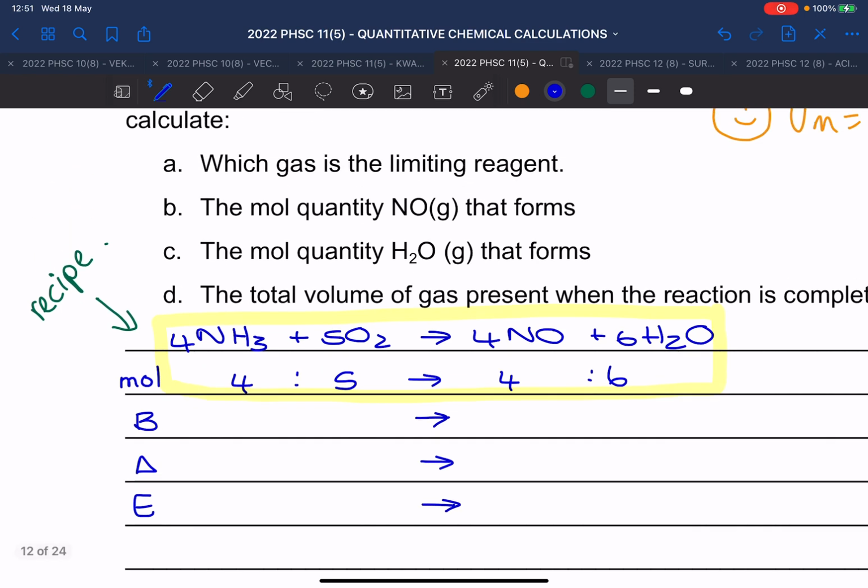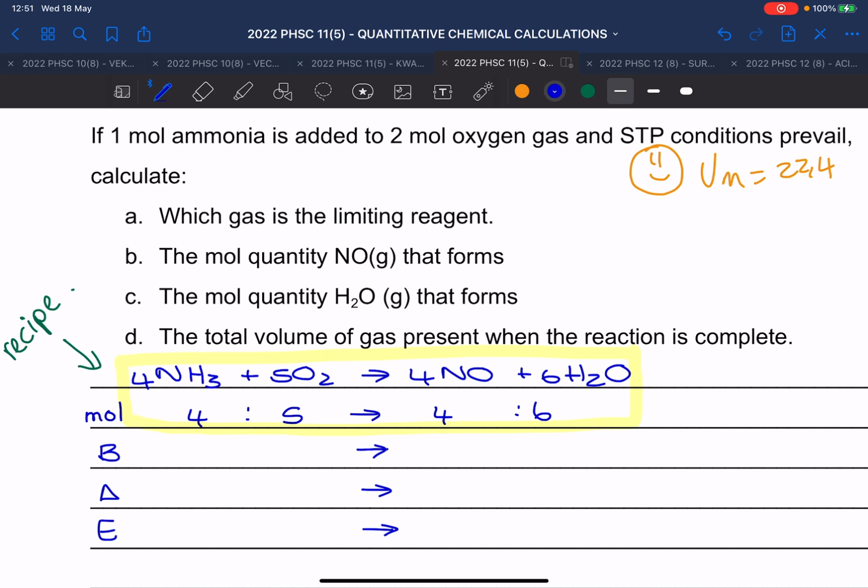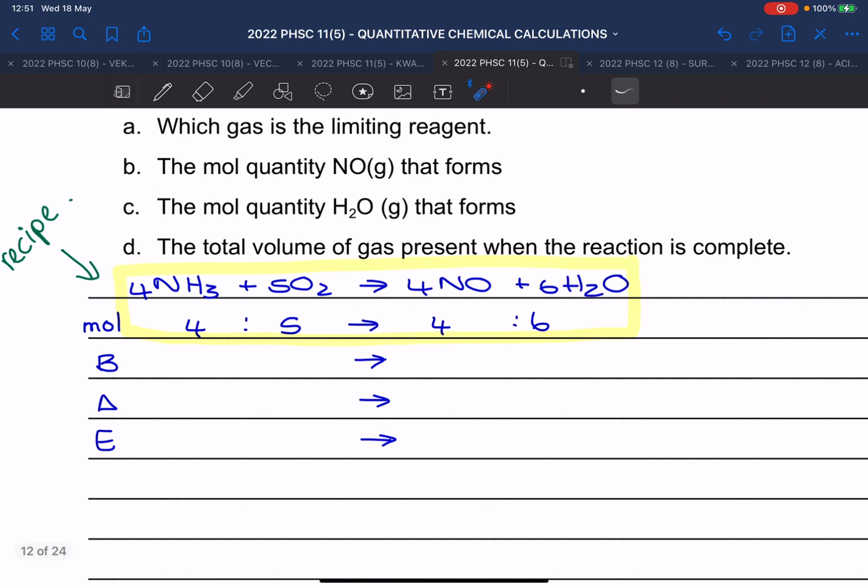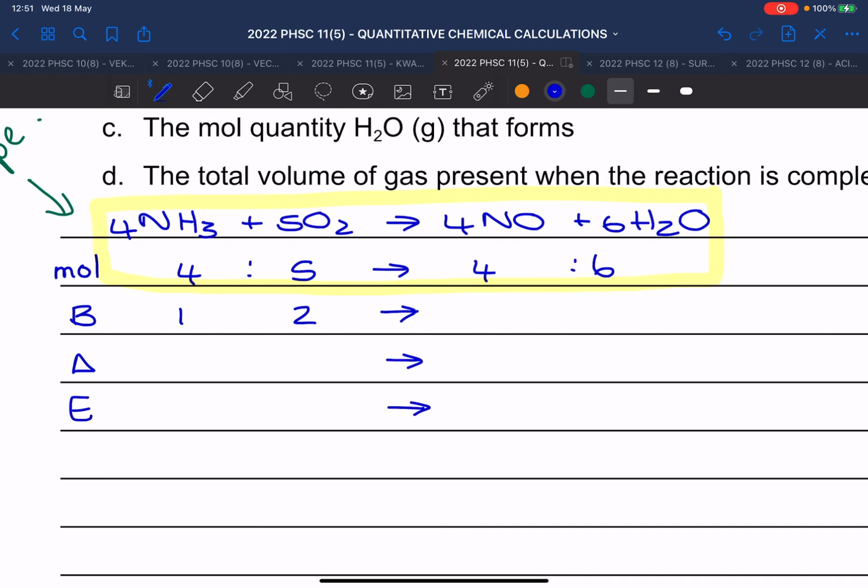Okay, let's see. They tell us you have 1 mole of ammonia and 2 moles of oxygen gas. So I have 1 mole of ammonia and 2 moles of oxygen gas. That is like opening your cupboard or opening the lab at the back and checking how much do I have. Do you have any products yet? Have you added them together? No. So this will always be 0 and 0, always at the beginning.